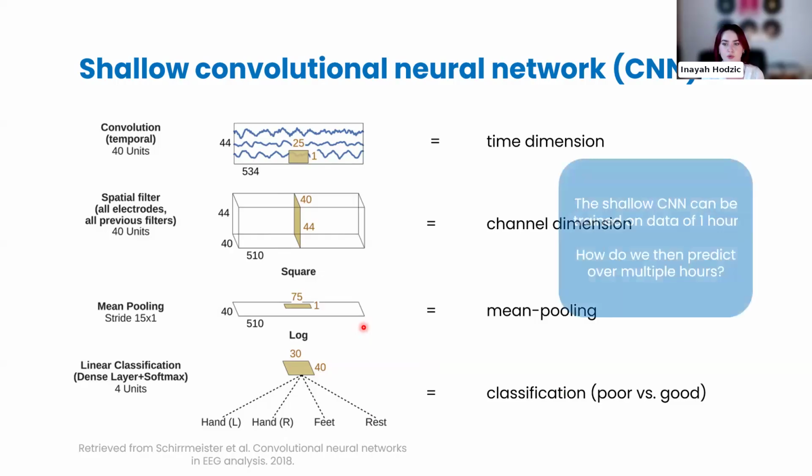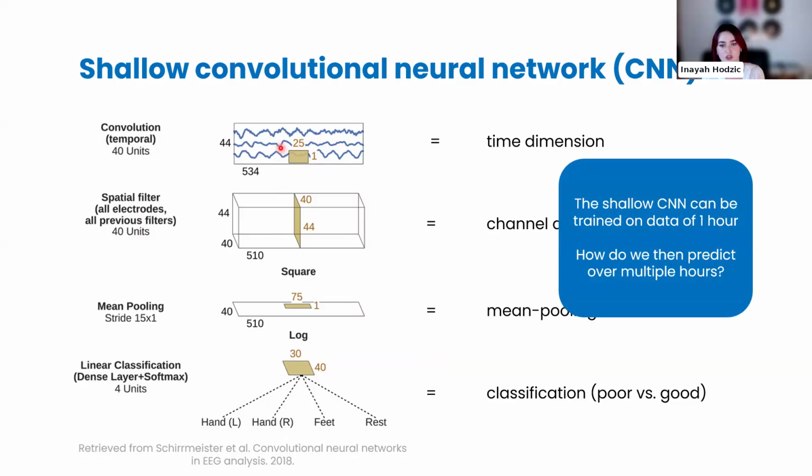But then we have a second problem, which is that you can apply such a CNN and train it on data obtained from one singular hour. But how do we then combine or extrapolate to predict over multiple hours? Because each individual hour has its own characteristics and should be kept separate rather than training over the entirety of the signal. And our idea for this particular problem, as I've been leading up to, is the creation of a continuous convolutional neural network.